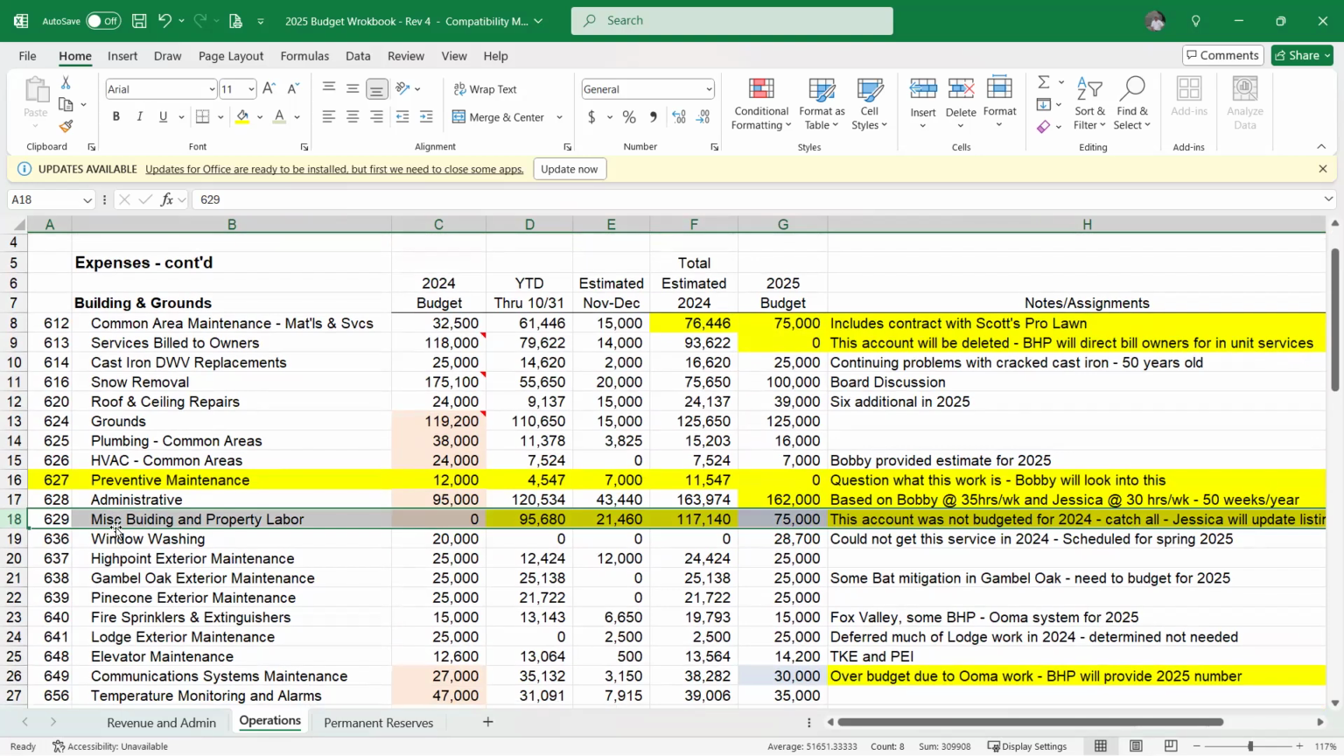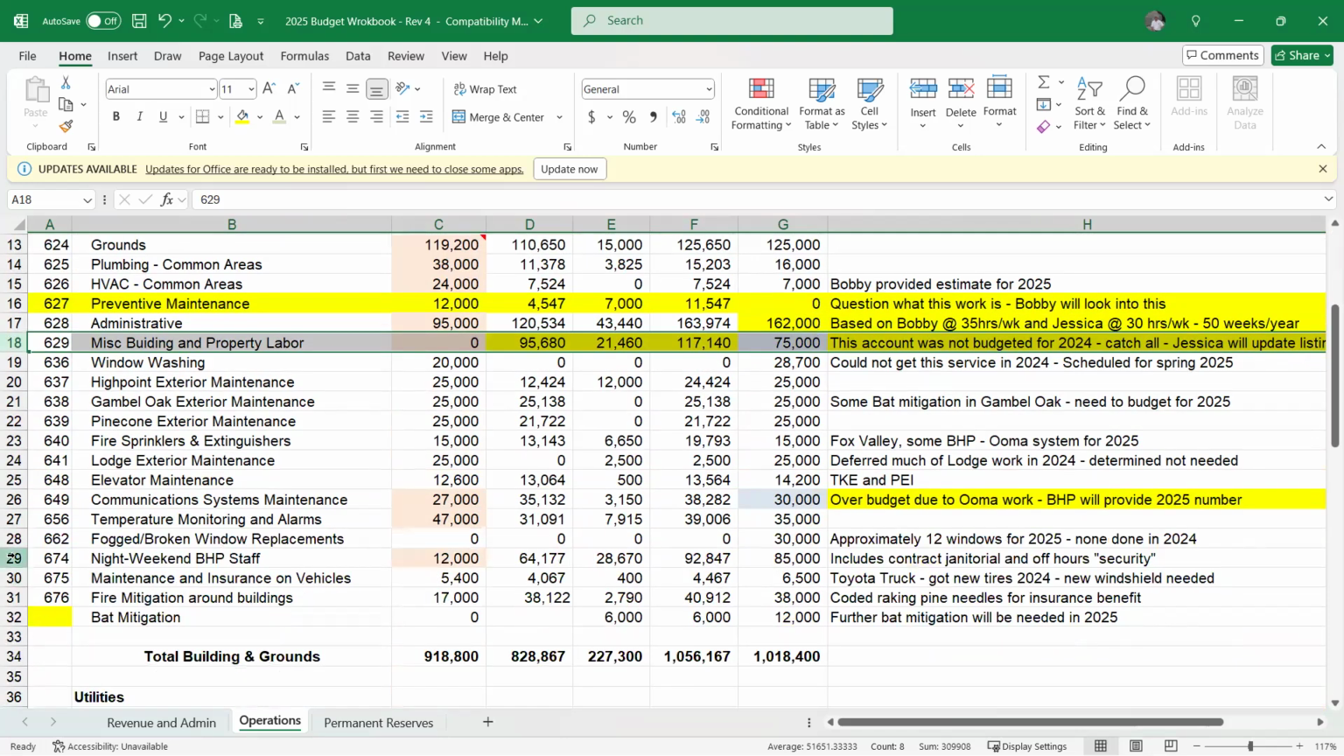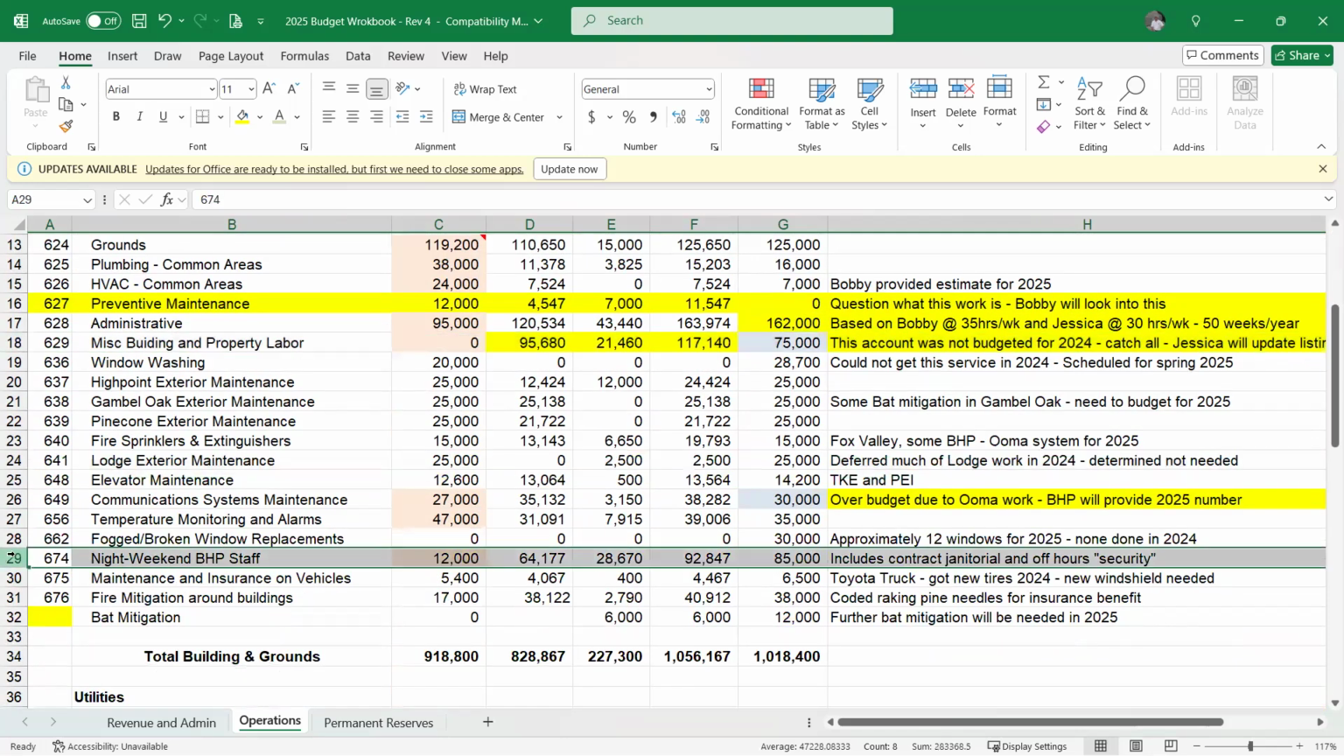Well, I guess some of their labor could have been, but maybe Bobby can clarify this. The way I got it from Elisa is that this is all the hours for the night and weekend guys. Okay, I thought janitorial was going up in 629. No. The night and weekend guys do janitorial work as a matter of course, it's common. They do it.